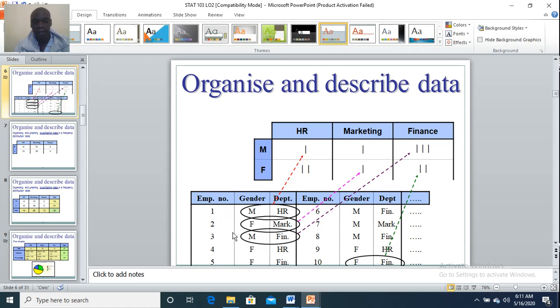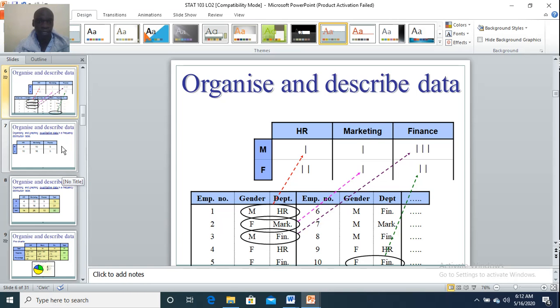How many females are in marketing? It's F mark, it's only one. How many males are in finance? So male finance 1, male finance 2, male finance 3. So there are 3. So we continue like that. Now we have processed our data into a table. Now we can make a decision, doing percentages from there.